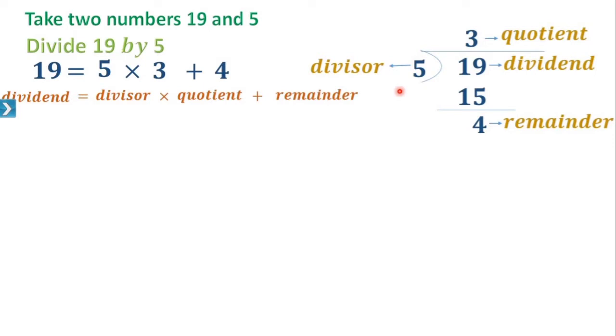Now look at the remainder and the divisor. Compare the remainder and divisor. Here 4 is less than 5. So remainder is lesser than the divisor. When we divide, always remainder is less than the divisor.